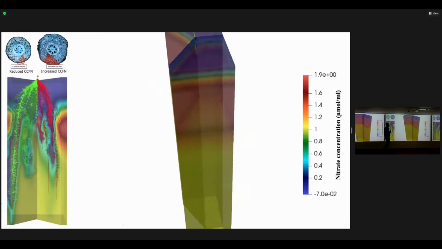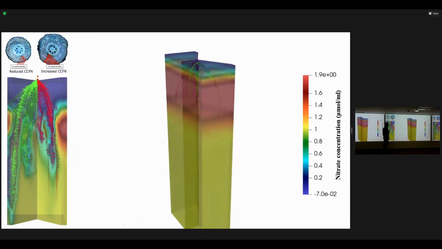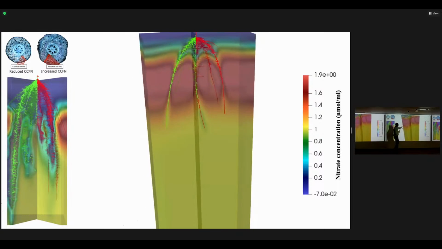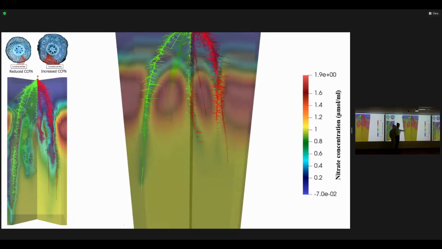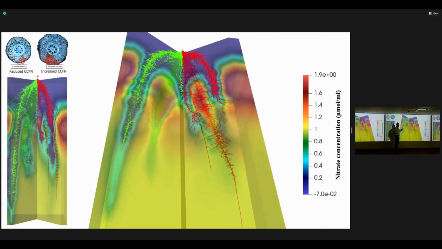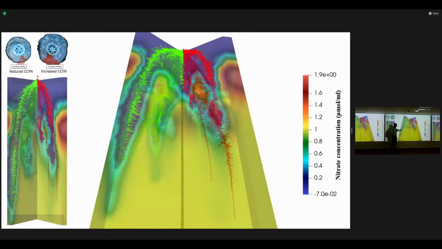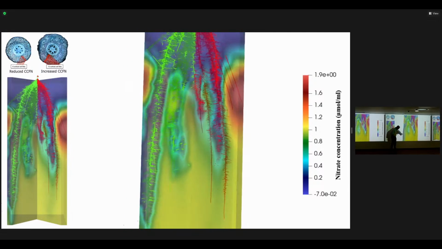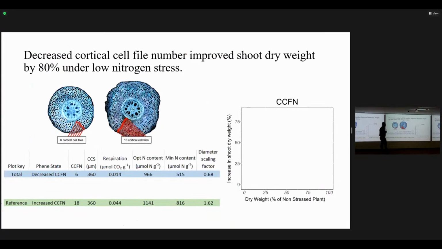And this is how it looks if we build the 3D architecture of the root. First of all, in red, we see how the nitrogen is leaching, and the changing color represents the concentration of nitrogen. And at first glance, we can see that the root systems that have a reduced cortical cell file number tend to reach deeper layers of the soil in the model. So this is what I was talking about before.